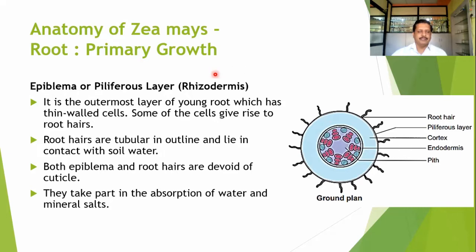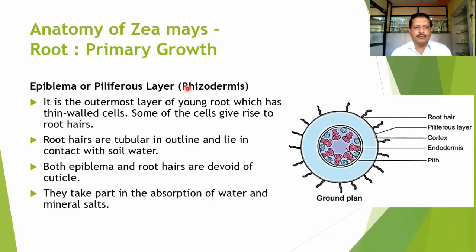Then we shift to the anatomy of the root. This is all about the leaf, where you can find the isobilateral type of leaf. Both the epidermis are there, lower and upper epidermis. In between, the mesophyll cells are present. Lower and upper epidermis may have stomata and trichomes on that surface, and there are a few vascular bundles in a row. So this is all about the leaf characteristics.